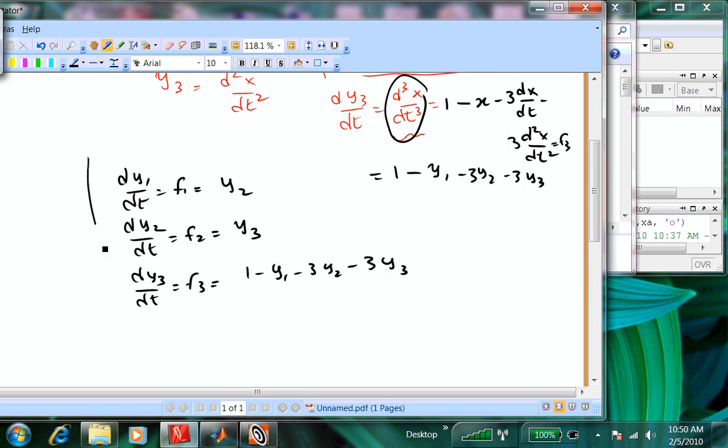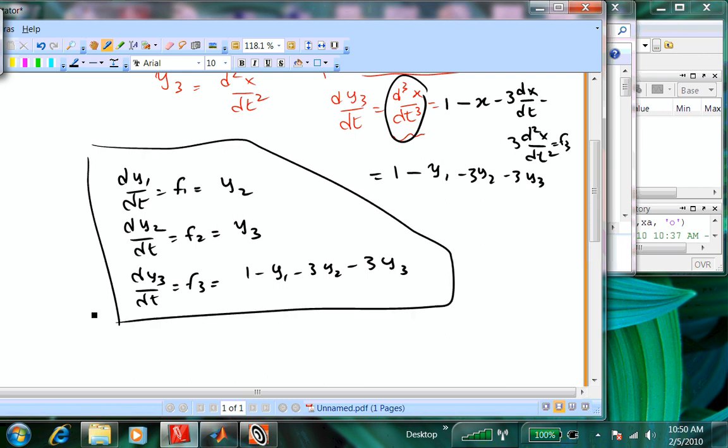So this is what we call a system of first order equations. They're all first order. The highest derivative is only first order. But it's a system, meaning it's coupled. It depends on every one. For example, y2 affects y1, y3 affects y2, and y1, y2, y3 affects y3. So all of them influence each other. Okay?